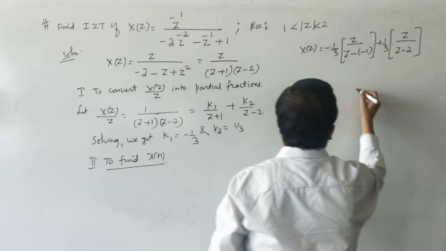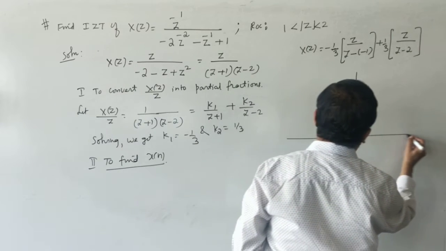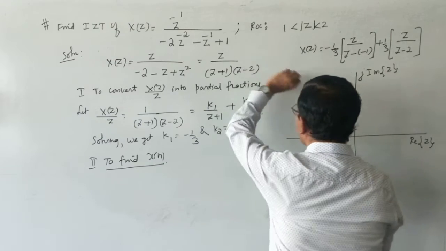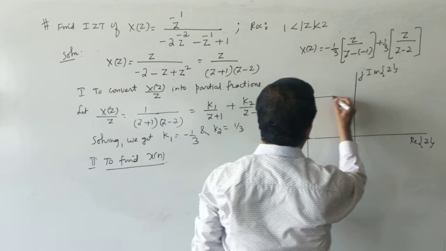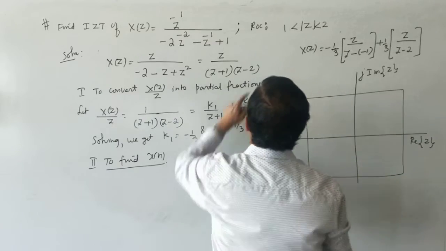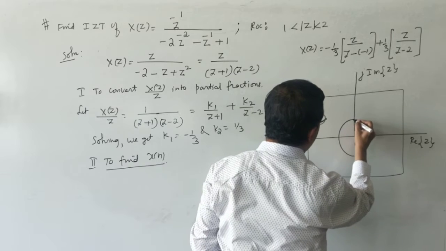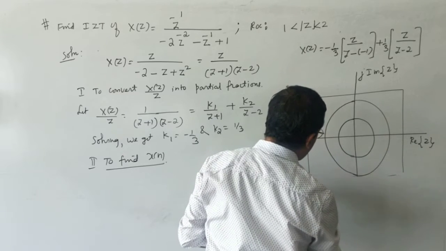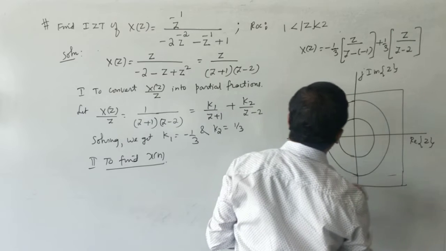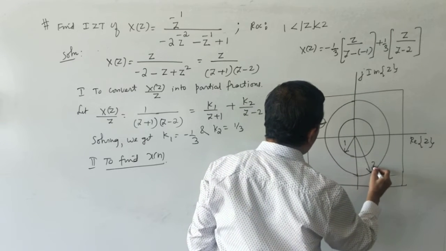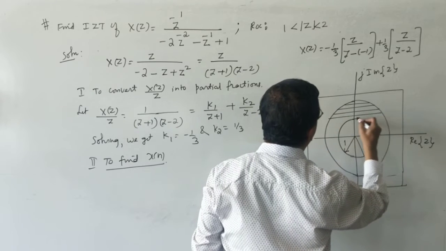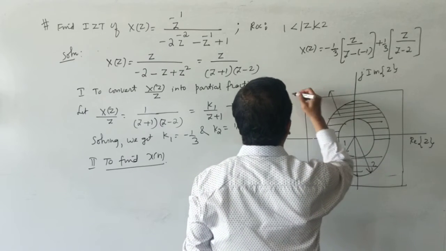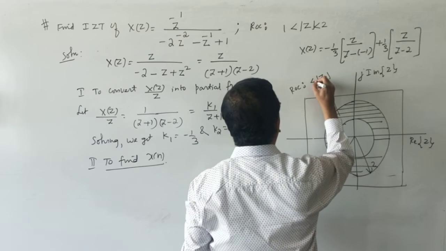Z plane is a complex plane having real axis, real z, imaginary axis, imaginary z. The entire z plane is supposed to be inside this rectangle. It is of infinite dimension. Look at the ROC. Draw two concentric circles of radii 1 and 2. The ROC is the annular region between these two concentric circles. This is the ROC. ROC is mod z more than 1, less than 2.